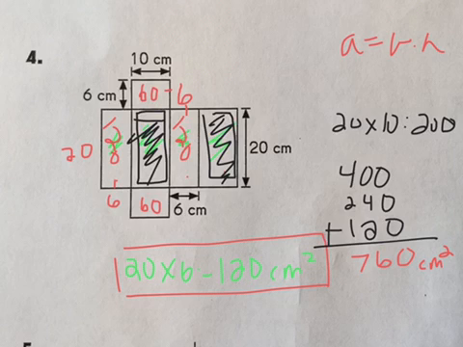Final answer here for the rectangular prism to number 4. The surface area is 760 centimeters squared.